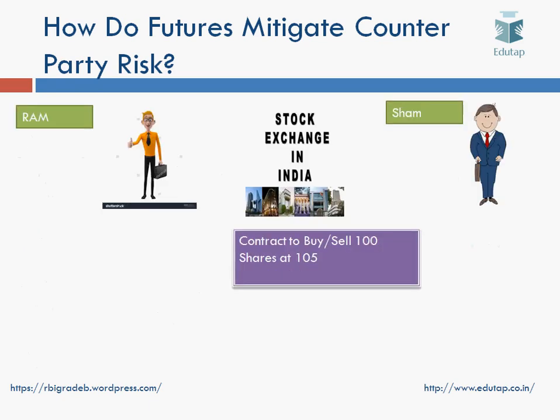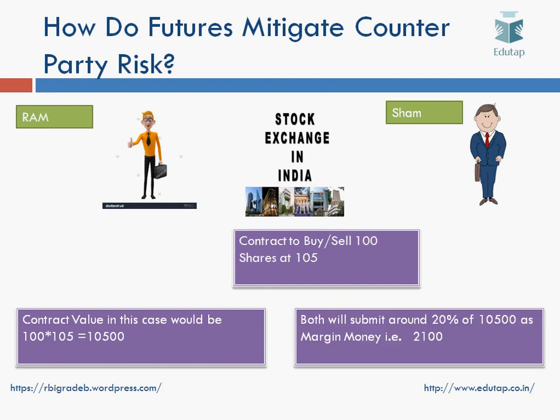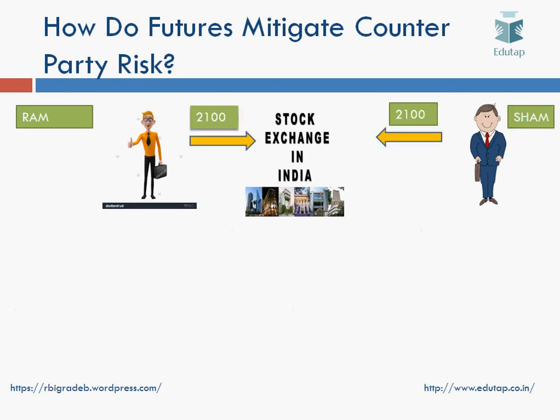So what happens is, suppose Ram has entered into a contract to sell 100 shares at 105. So the contract value in this case would be 100 into 105, that is 10,500. 100 is the number of shares and 105 is the future price. So both will submit around 20% of 10,500 as the margin money, that is around 2,100, to the stock exchange. So the situation would be like this: Ram and Sham would both submit 2,100 to the stock exchange.